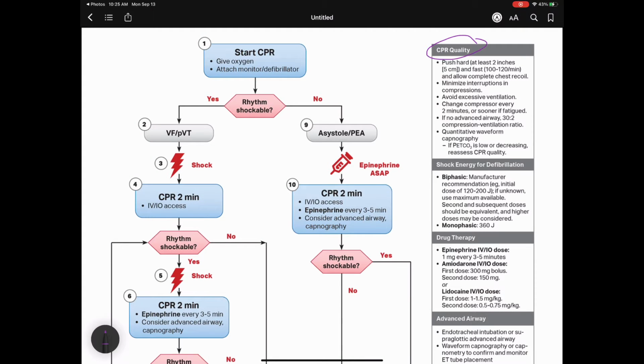CPR quality. First, make sure that you compress hard, push hard on the chest, and the depth should be at least 5 centimeters, and it should be 100 to 120 per minute, and allow complete chest recoil.